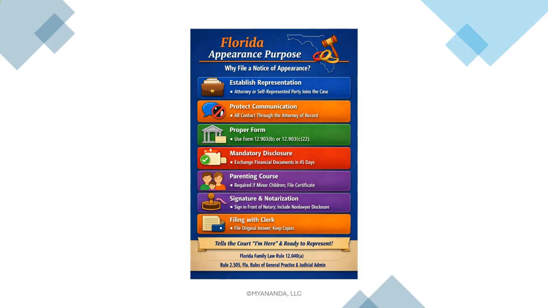I do not have very many examples of doing a notice of appearance, because it mostly starts on the respondent's side. It mostly begins when a petition is filed and served on the defendant or respondent. So it establishes some communication and protects that communication. And there is a form for it in the Florida Court Rules, Form 12.903(b) or 12.903(c).